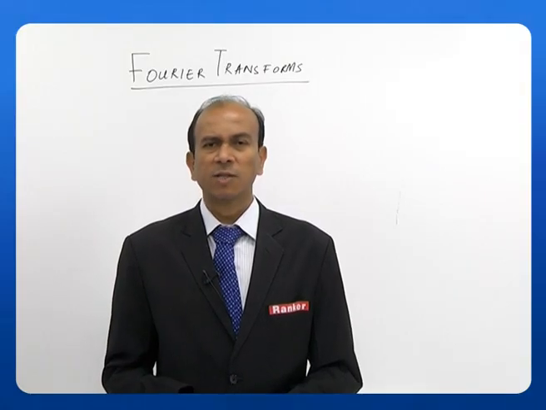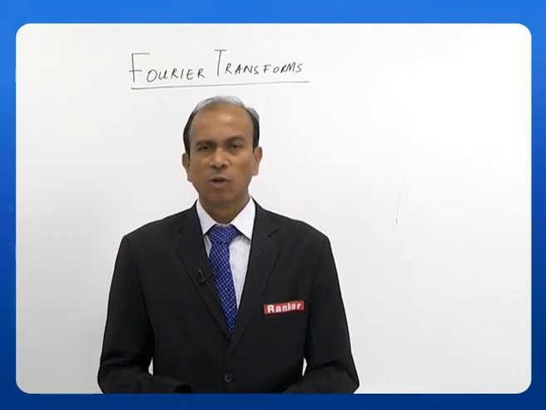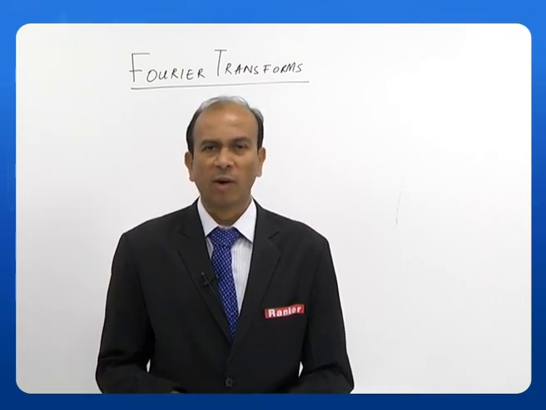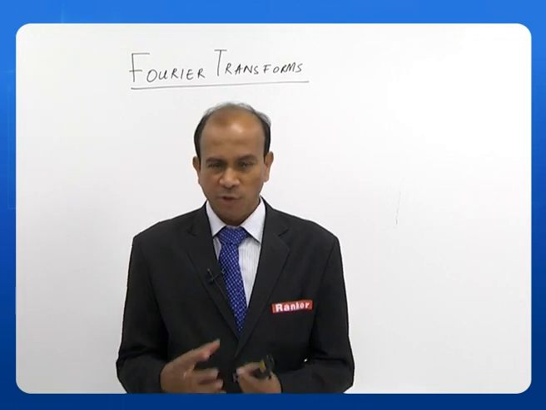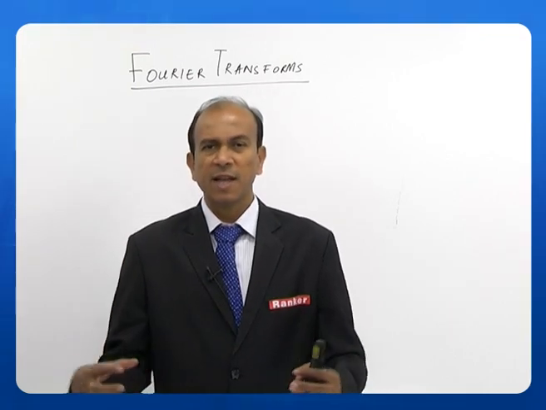The first property is called linearity. This is also called the superposition property. So what does it say? It says I have two functions f1 of t and f2 of t. Both of them have a Fourier transform, that is capital F1 of j omega and capital F2 of j omega. So these are the Fourier transforms that exist for the given functions. The first function f1 of t is multiplied by a certain scaling factor a, and the second function f2 of t is multiplied by a certain scaling factor b, and both of them are added. This is also called superposition. So both of them are superimposed on each other, that is, they are added.